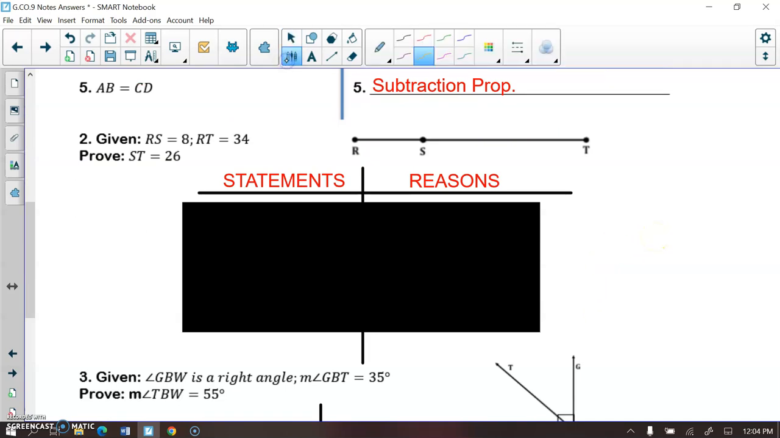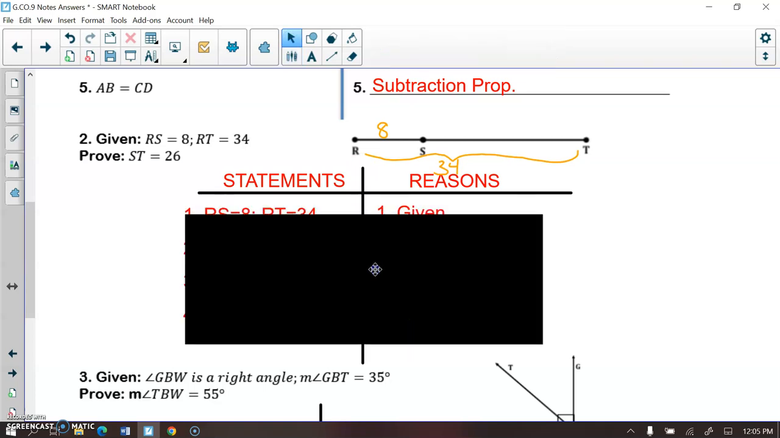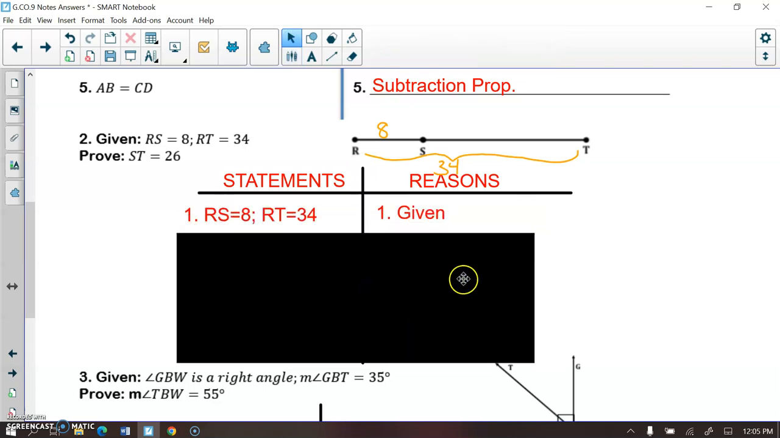All right, number 2, we're writing this one ourselves. I have that RS is 8 units long, and RT, which is the whole thing, is 34 units long. So I want to prove that ST is 26, which makes sense, because if I have RT, which is 34, I could just subtract 8 from it to get ST is 26. But we need to break it down into more simple steps using the properties that we have learned. So first statement is given, okay?